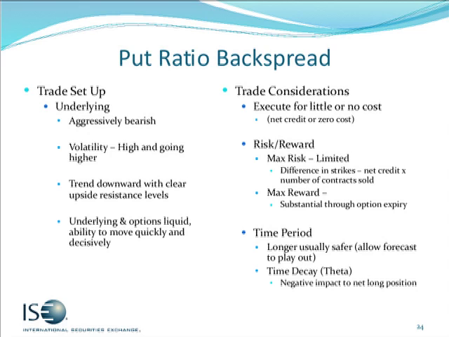Underlying options need to be liquid. Goes without saying. You want to execute for little or no cost. Net credit or zero cost. Our maximum risk is limited to the difference in strikes minus net credit times the number of contracts sold, and the maximum reward remains substantial. Now we're just flipping it. The reward is so substantial, but now the downside is substantial.